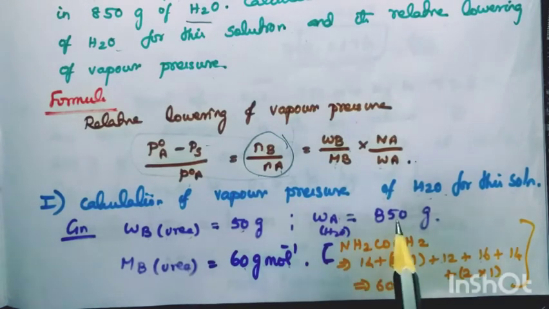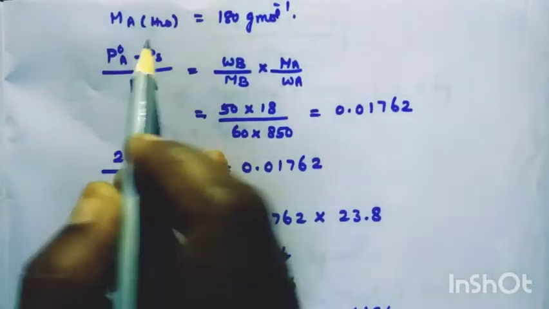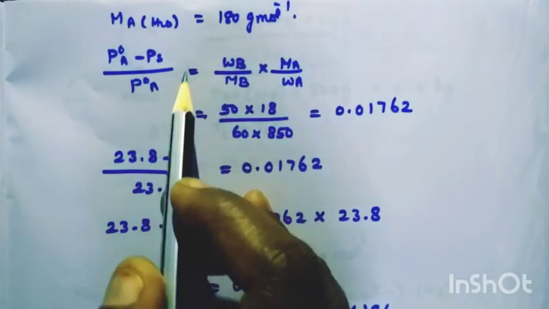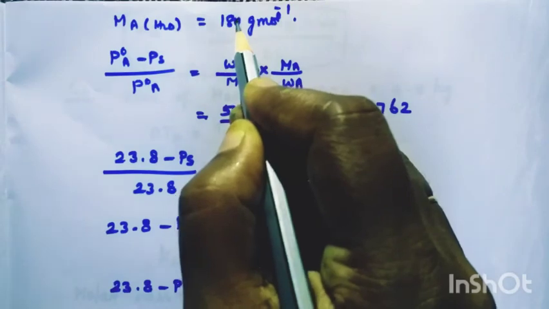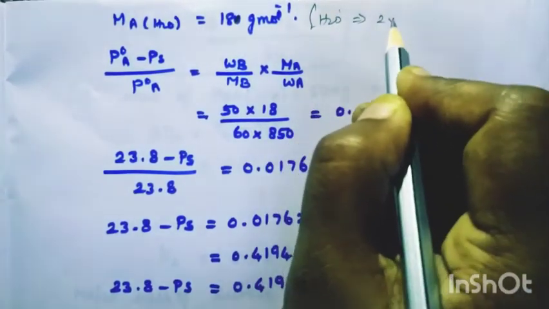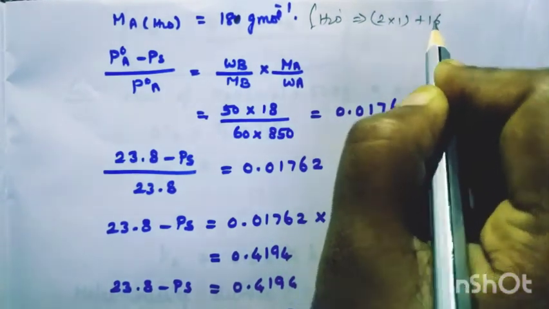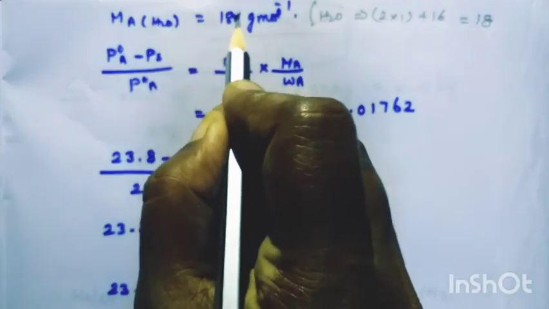And that for solvent is 850 gram. The solvent here is water. This is the given details. And the molar mass of water we know, no? That is 18. H2O: 2 into 1 plus 16 equal to 18. So 18, not 180, it is 18.